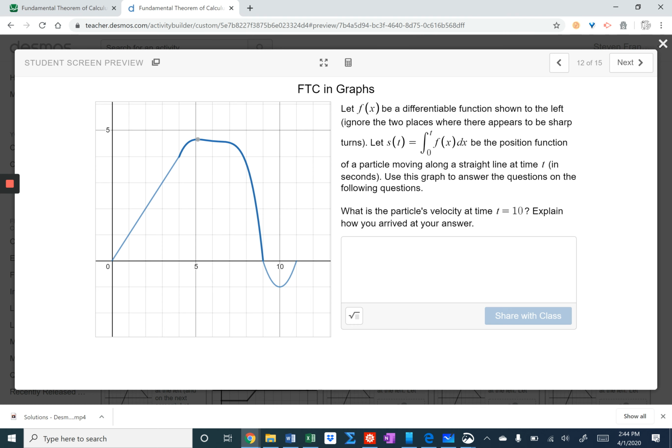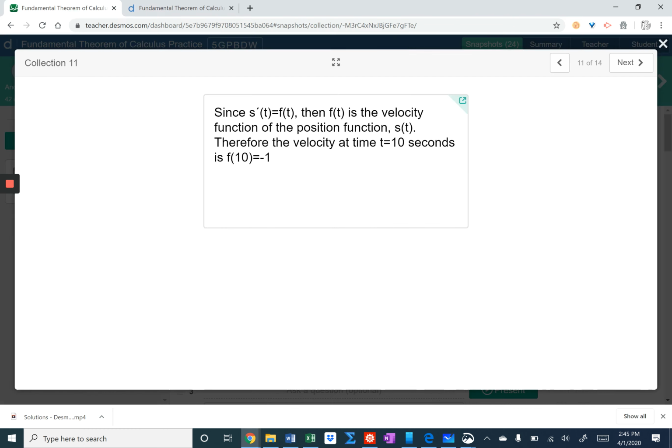Remember, from the position function, we take its derivative to get the velocity function. Applying the fundamental theorem here, s prime of t, which is our velocity, is just going to be f of t. Now notice our dummy variable here is x, and so when I take the derivative, I'm going to plug t in. My derivative is not f of x, it's f of t in this example. And then I want to figure out the particle's velocity at t equals 10, so I'll plug 10 in. So that means I'm just reading this graph. The output of this graph at 10 is -1, and that's the answer to the question.